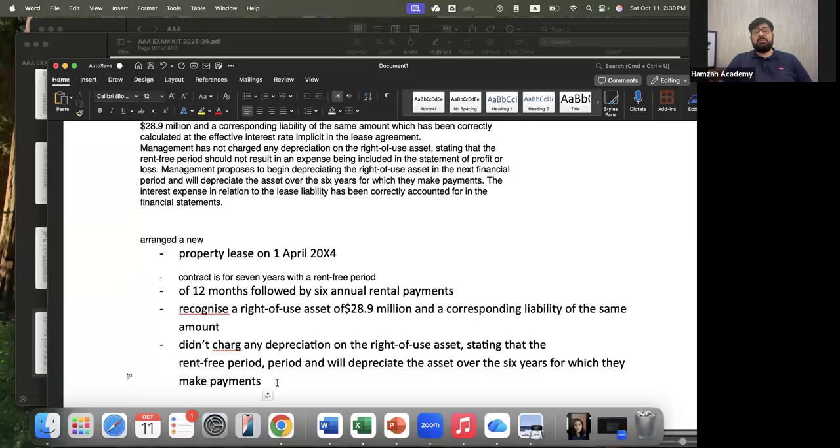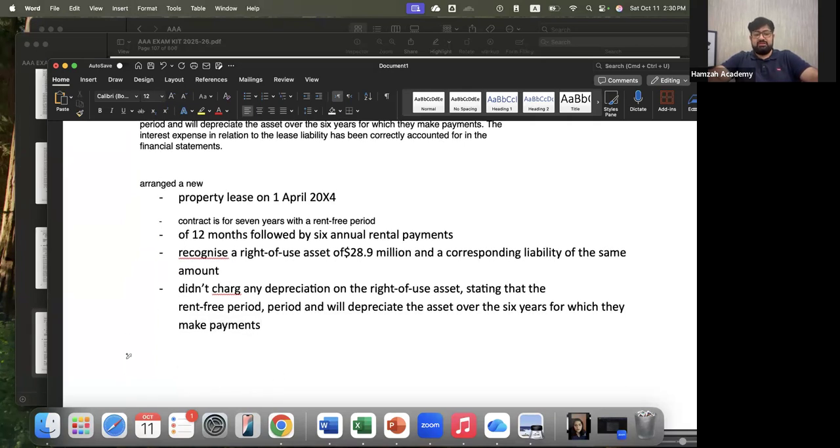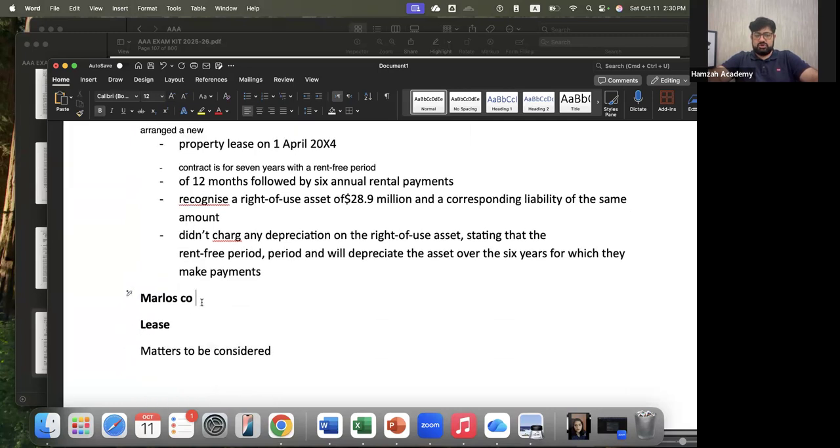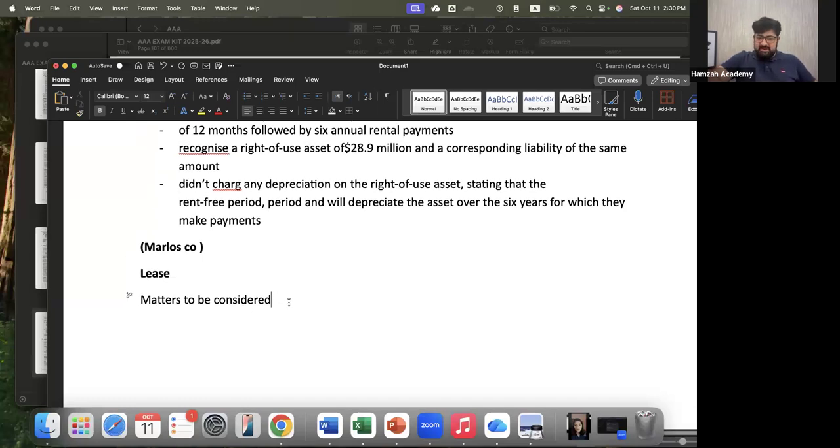Now, the point is the matters to be considered. The first of all, the main heading will be the lease, Marlos company. This is the question name. So lease. So matters to be considered.